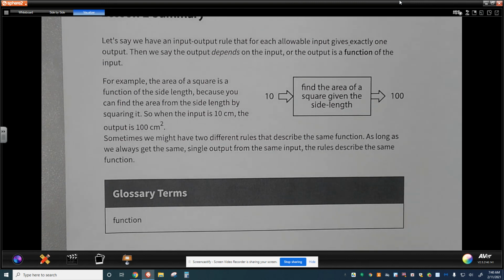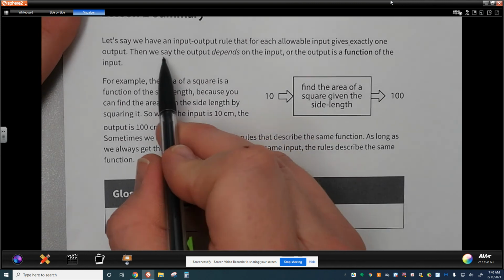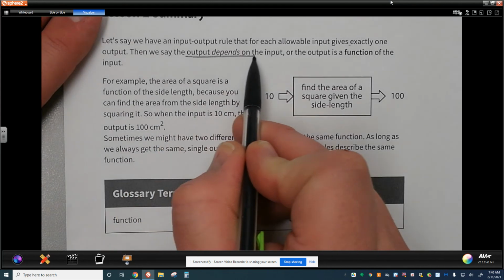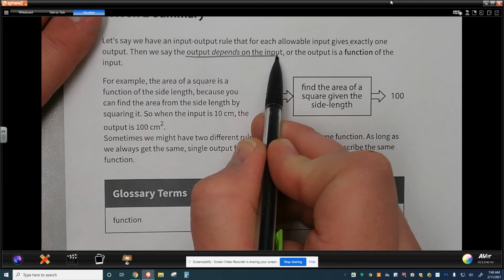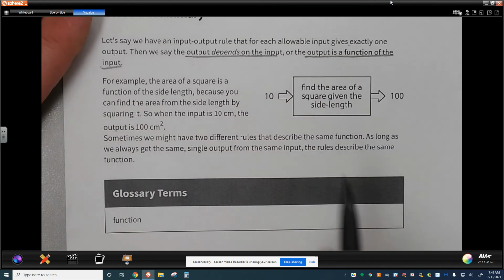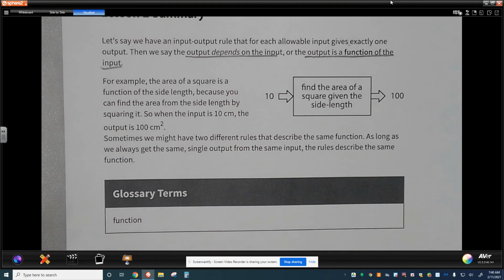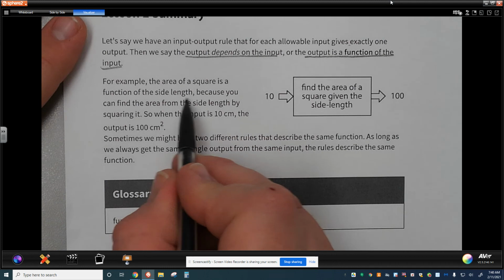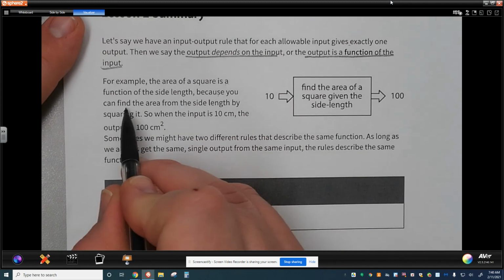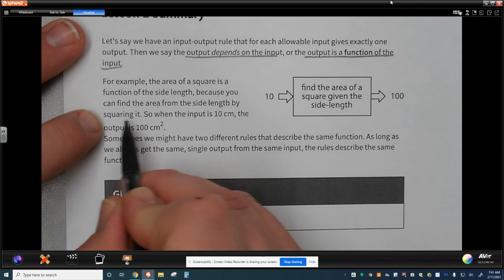We're going to see that in the next couple lessons, but the key thing is that output depends on the input. That's the big key. Output is a function of the input, meaning that output doesn't happen without the input. We can't say it the other way around, that input depends on the output. So for example, the area of a square is a function of the side length, because you can find the area from the side length by squaring it.